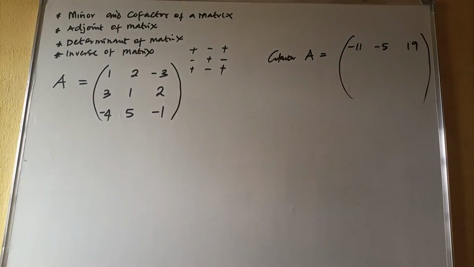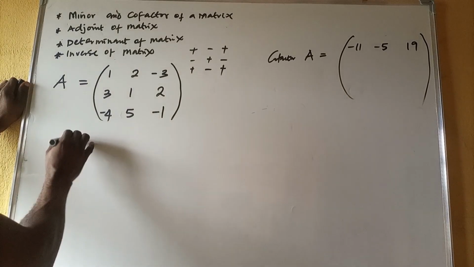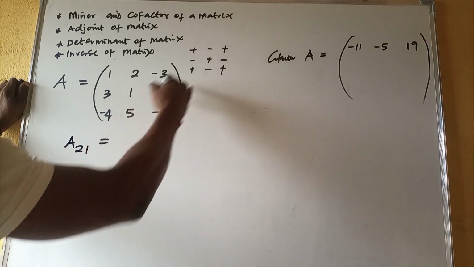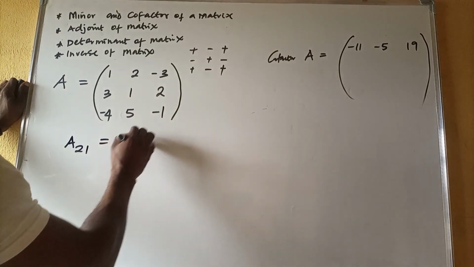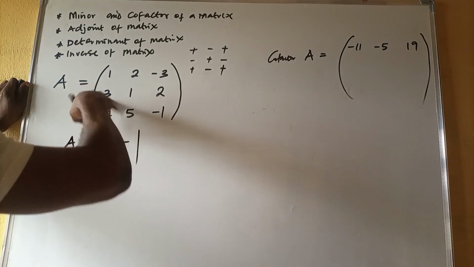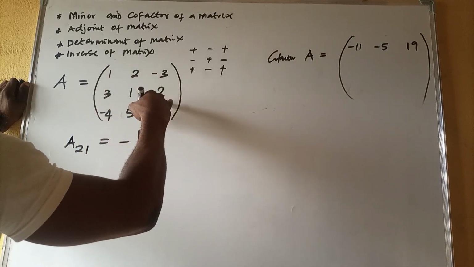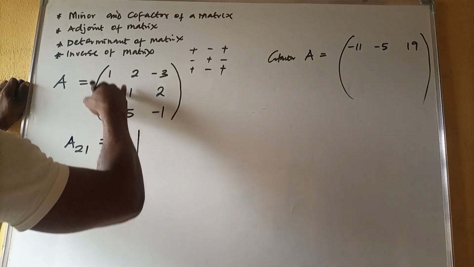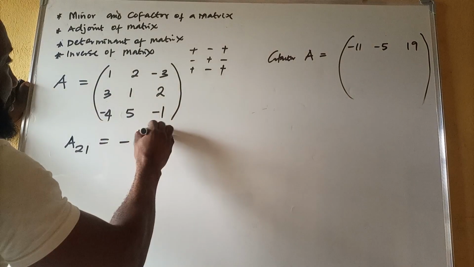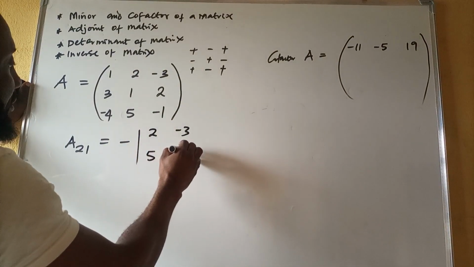So the next one we're going to look at now is A21. Recall that the sign of the A21 is negative. So it's going to be negative. So this is the minor of the A21. This is it. So I am going to delete the whole of this column and I will delete the whole of this row. So if I am deleting this column and deleting this row, that means I'll have 2 minus 3, 5 minus 1.